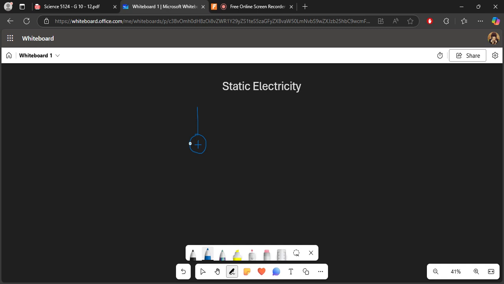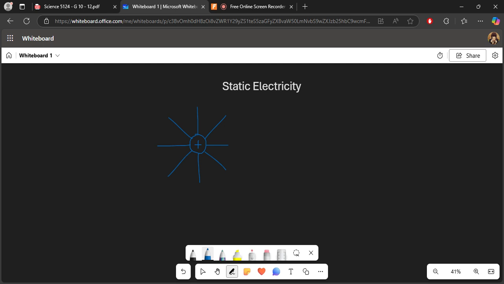Say we have a positive charge, a proton for example here, can exert its influence anywhere around it. I'm going to show its electric field like this, with arrows, these lines emerging from it.